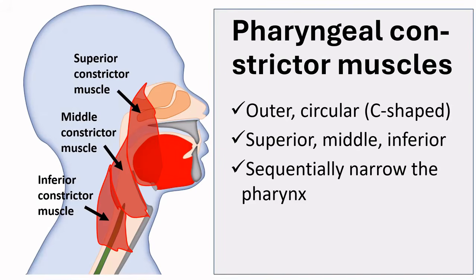And when these contract, we get narrowing of the pharynx. We will first get contraction of the superior constrictor muscle, then of the middle, then of the inferior.